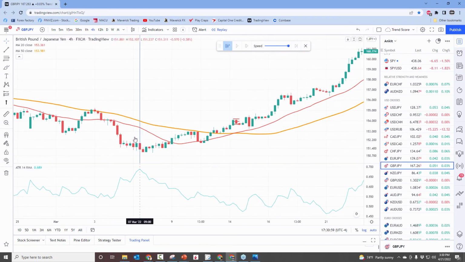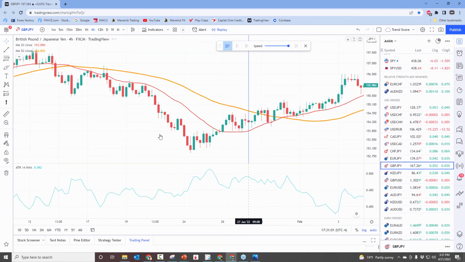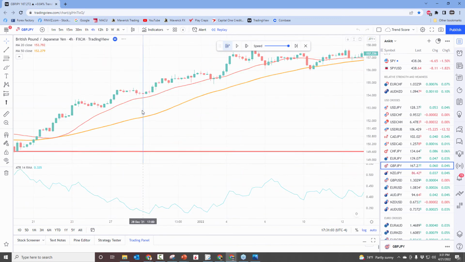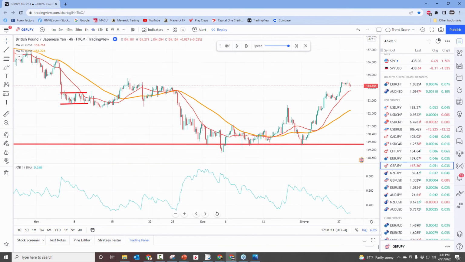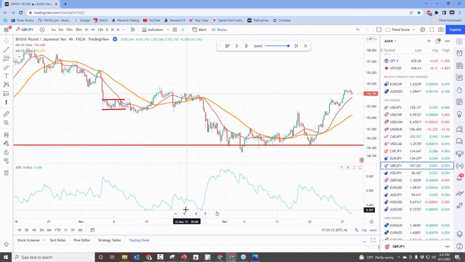So here I am on pound yen. Go back in time and click a button. All right, there's our bar replay. So right now, volatility is compressed. If I go back in history, I can start to see when it gets down to this area, this is really low volatility for pound yen, potentially telling me there's a big move coming.